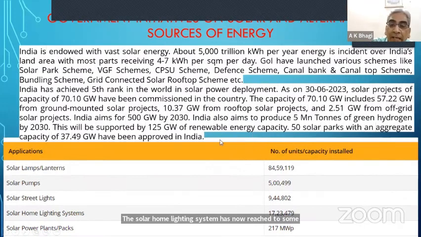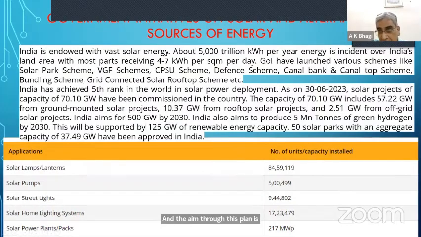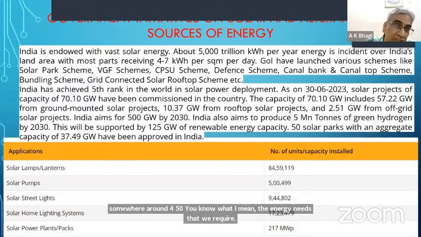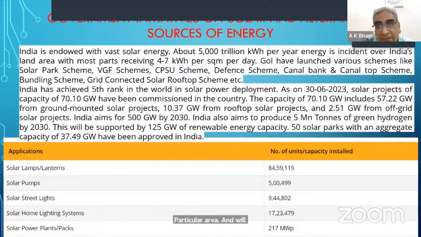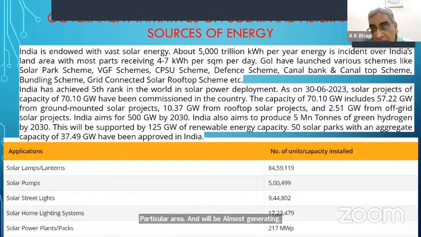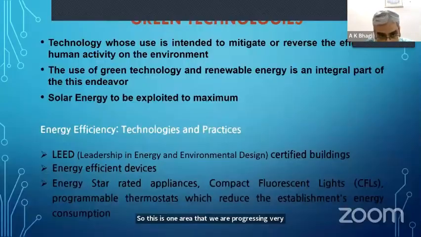And the aim through this plan is that today we are somewhere around 450 gigawatt of electricity, the energy needs that we require. And by 2030, through the Sustainable Development Goal, the Government of India has set, and it is progressing very well in this particular area, we will be generating a similar quantity of energy through these alternate sources, mainly solar and wind. So this is one area where we are progressing very fast. That will help in controlling air pollution.